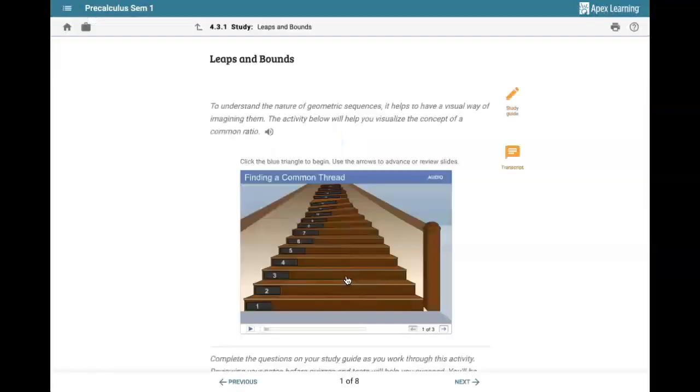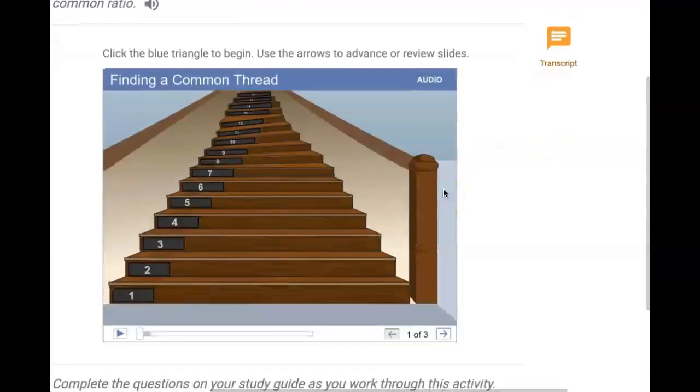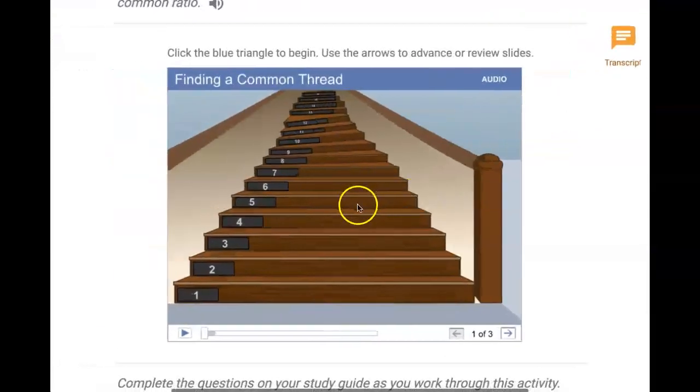Looking at geometric sequences, first we're going to watch this video on finding the common thread between geometric and arithmetic sequences.